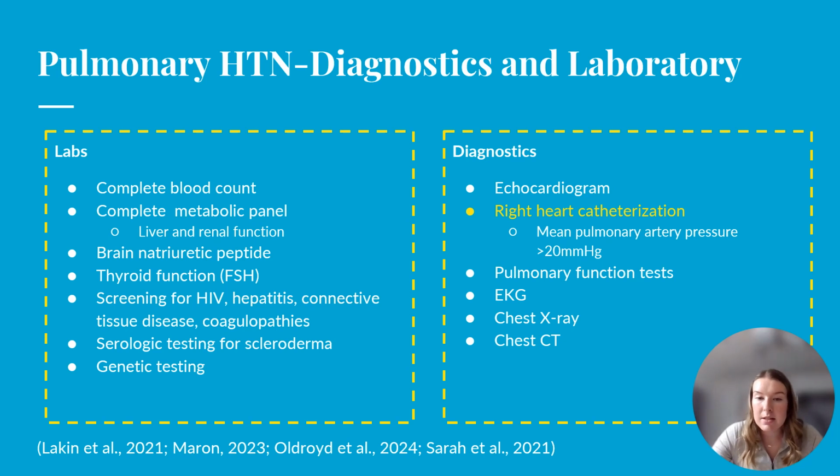As far as diagnostics, one of the most common ones to start with would be an echocardiogram, simply because it's non-invasive and it can give you a high index of suspicion for pulmonary hypertension if you have tricuspid regurgitant jet velocity greater than 2.8 meters per second. Very suspicious for pulmonary hypertension, but not diagnostic.